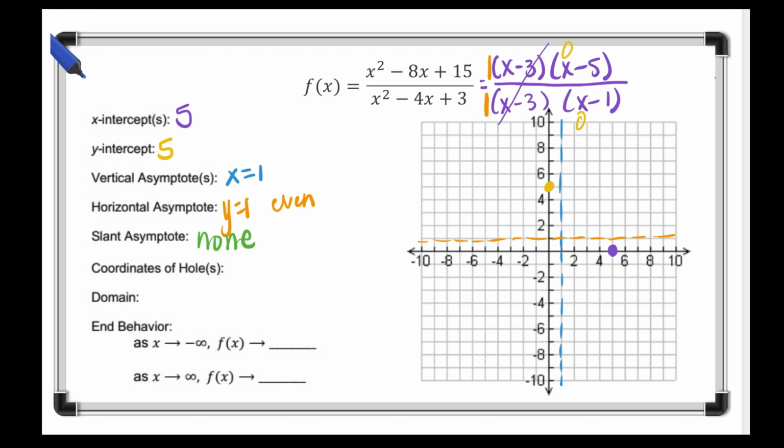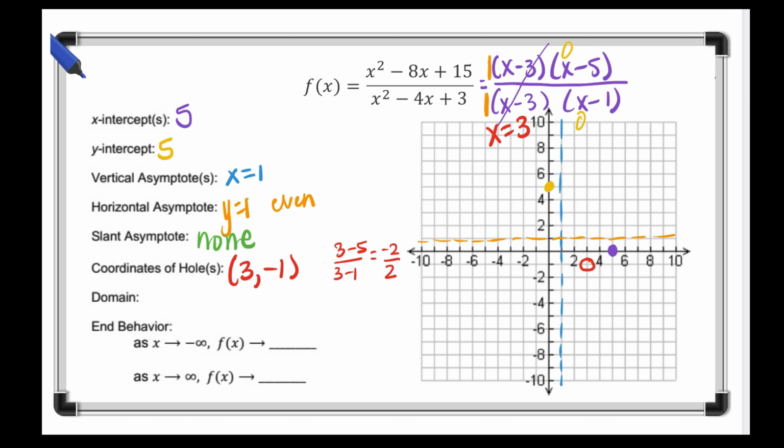You actually do have a hole in this, and it's because you have that common factor. So that x value is 3. And then in order to find the y coordinate of that hole, what you're going to do is take that 3 and plug it into wherever you have an x. So you have 3 minus 5 over 3 minus 1, which gets you negative 2 over 2, which simplifies to negative 1. So at 3, negative 1, you have a hole. We have an open circle there.